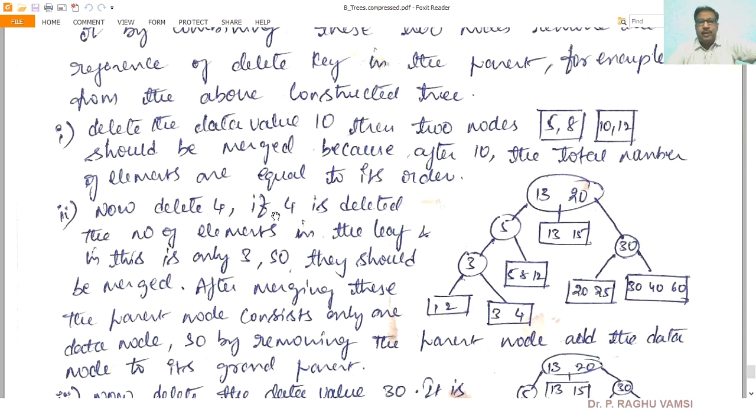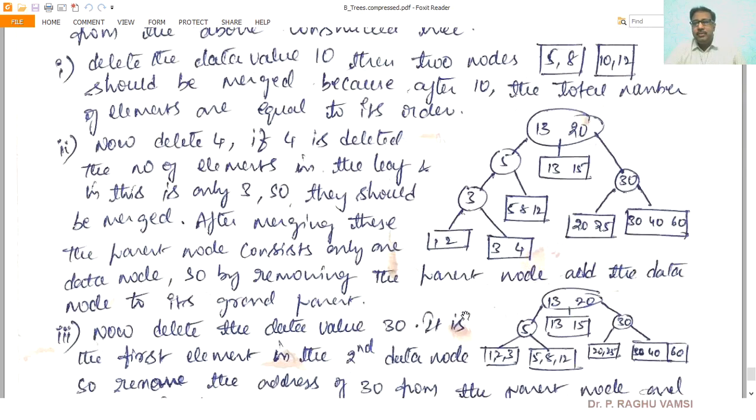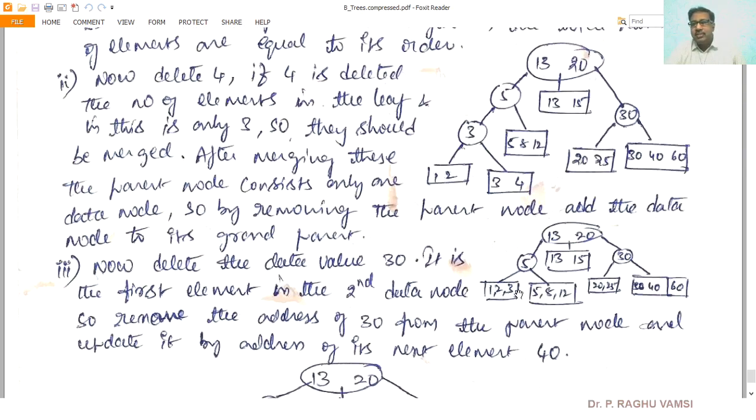Now delete 4. If 4 is deleted, the number of elements in the leaf is only 1, and in the neighbor only 3, so they should be merged. For example, here we delete 4. If you delete 4, what happens? We have 1, 2 and here 3. The number of elements in the leaf is only 1, so you merge with the right side value. Whenever you merge it, 1, 2, 3 must be there.